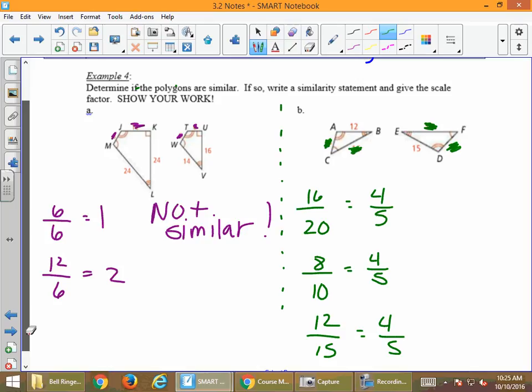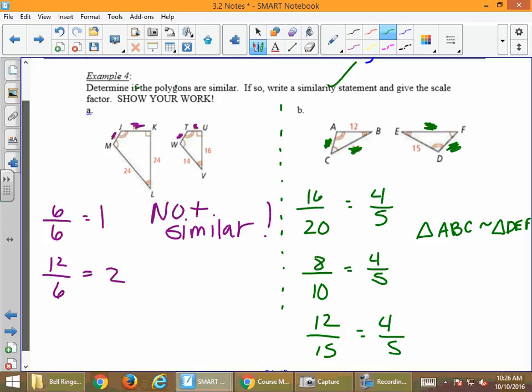If so, write a similarity statement. Let's do that. Name this first triangle. It does not matter. Name it however you want to name it. ABC. We're saying it's similar, so use the squiggle. If we went from 2 to 3 to 1, how do we have to name that second triangle? DEF. Right? So we did that.